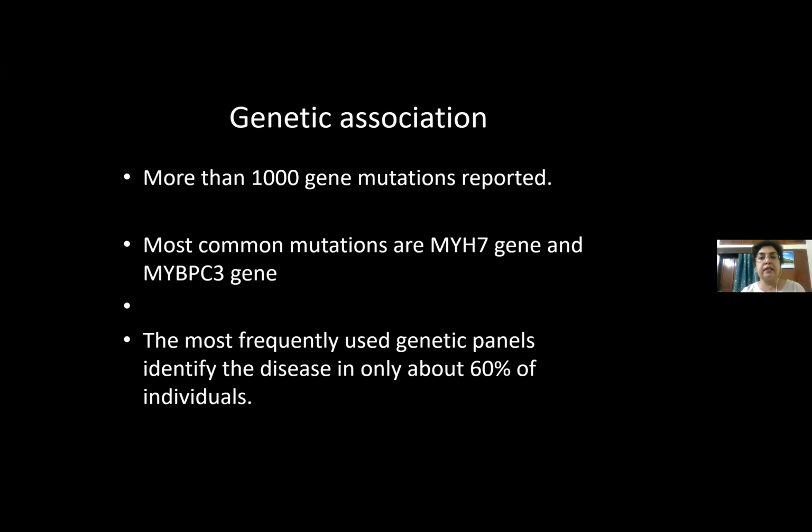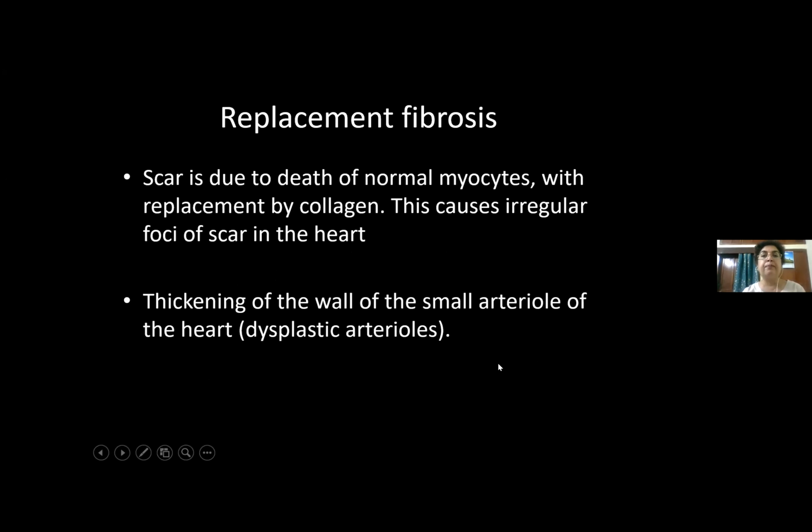There is a genetic association with more than 1,000 gene mutations. These are the most common 2 mutations. However, the currently used genetic panels identify only about 60% of individuals with genetic basis. There is both replacement fibrosis as well as interstitial fibrosis in HCM.